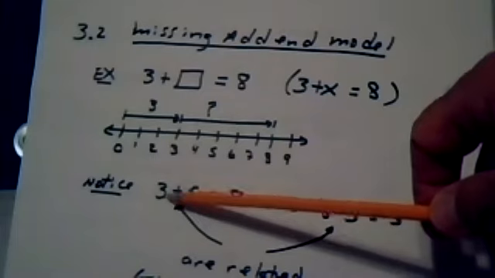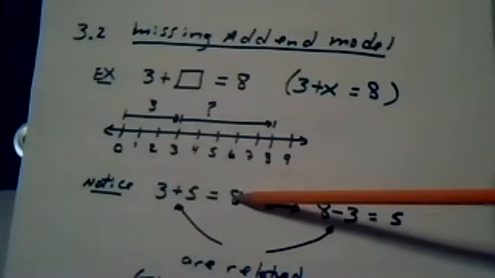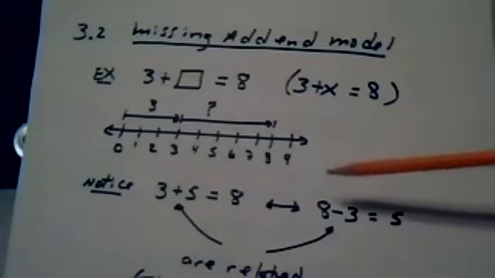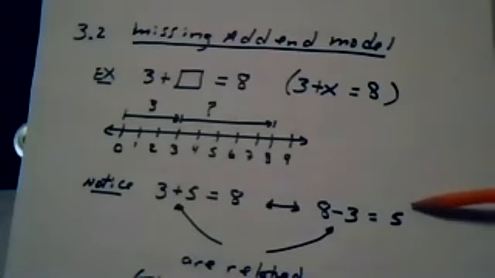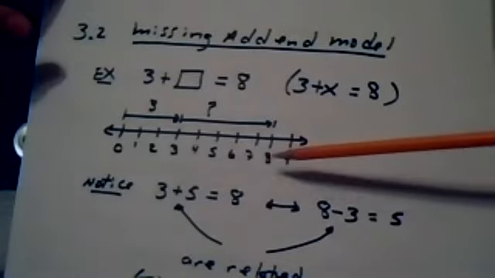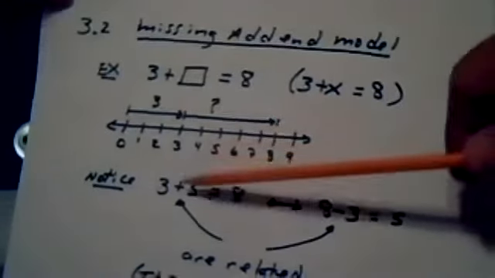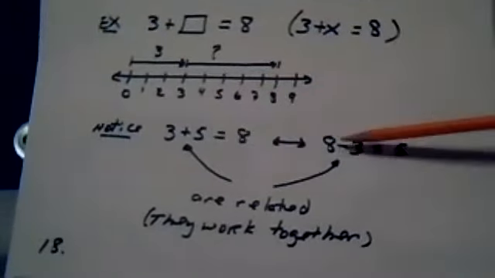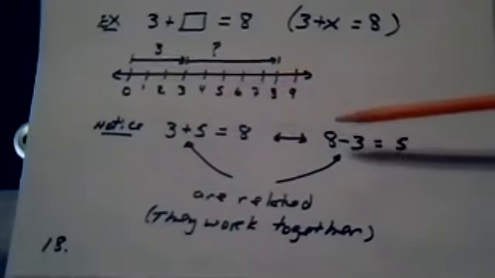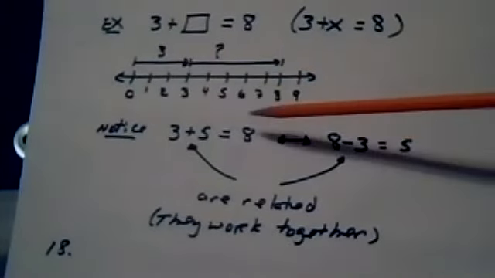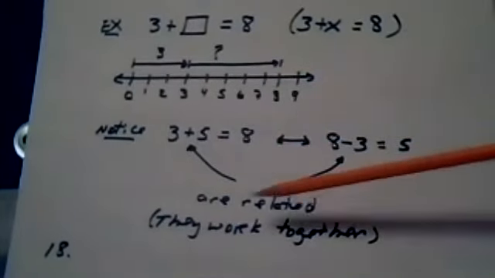Well, 3 plus 5 gives you 8, because 8 minus 3 equals 5. And then right here, we're saying the same thing 2 different ways, one's with addition and one's with subtraction. So right here, we become aware that addition and subtraction are related. They work together.